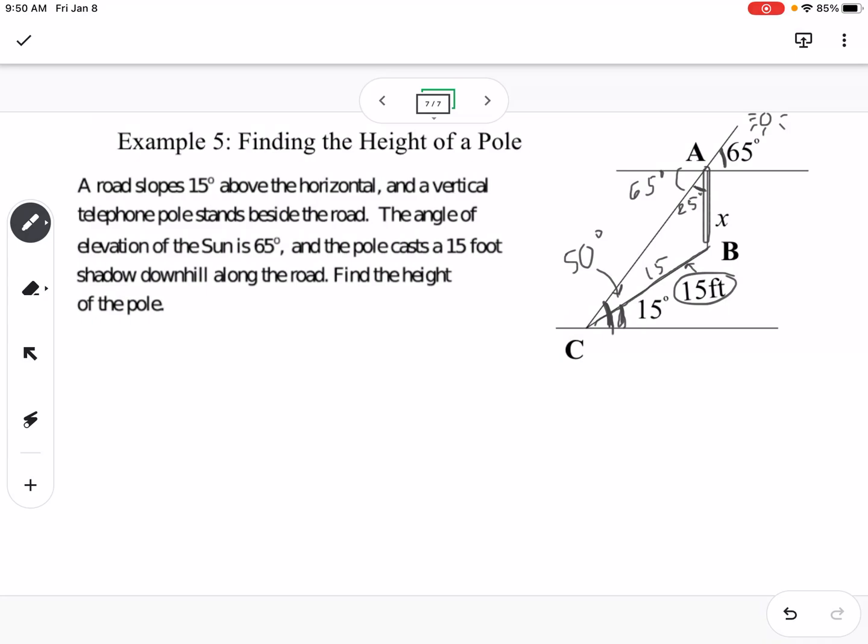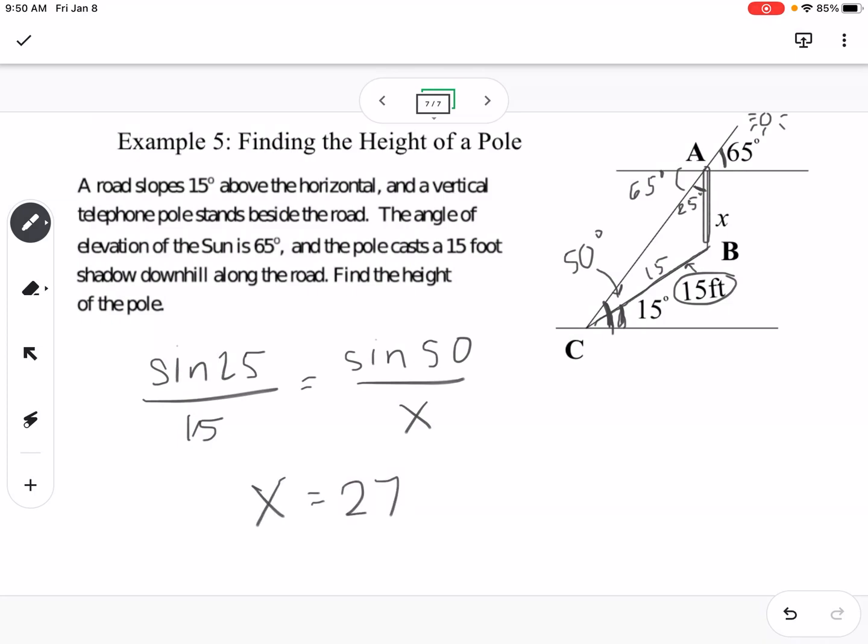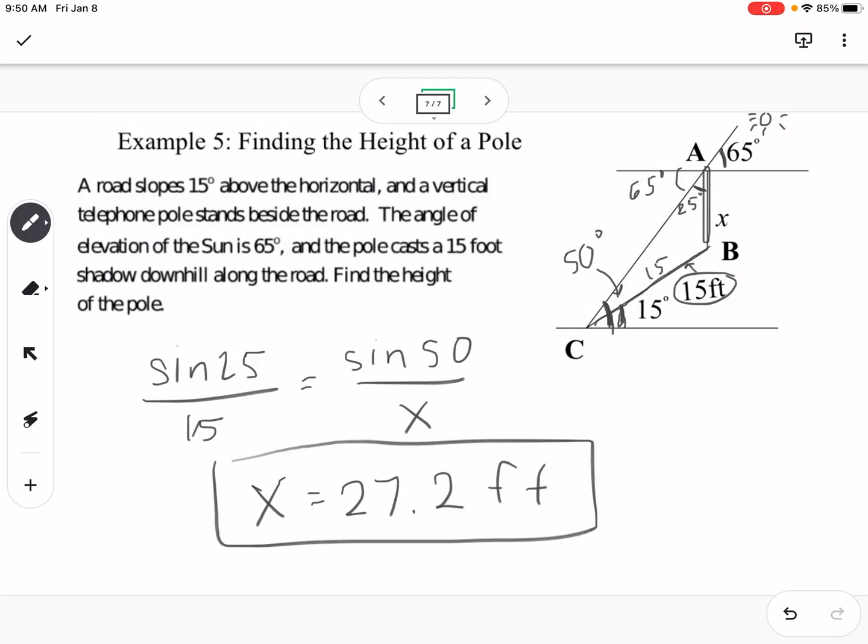Okay, so now we have those two angles, so we can set up law of sines. So we can say sine of 25 over 15 is equal to sine of 50 over x. And so if we cross multiply and divide, we get that x is 27.2 feet. So that's kind of an application problem of law of sines.